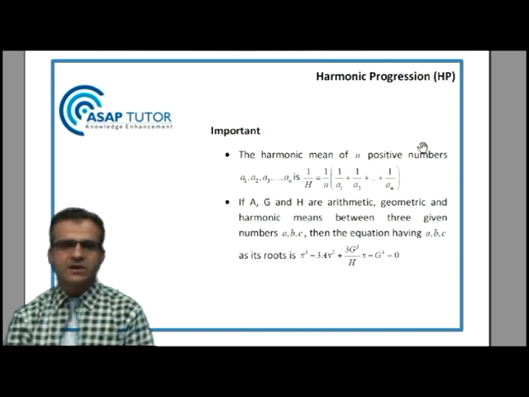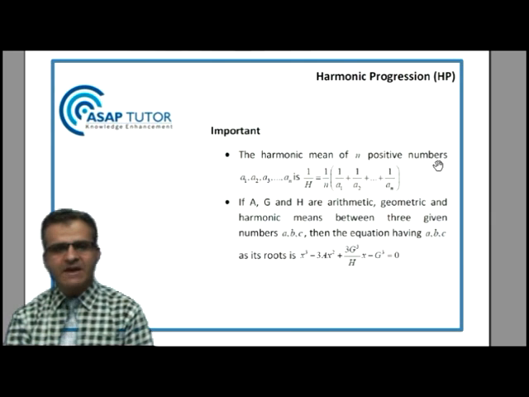Now some important points related to harmonic mean. The harmonic mean of n positive numbers a1, a2, a3 and so on up to an is given by 1 over H is equal to 1 over n multiplied with (1 over a1 plus 1 over a2 plus 1 over a3 plus so on up to 1 over an). For example, if we want to find the harmonic mean between the numbers 1, 2 and 3, the harmonic mean will be given by 1 over H is equal to 1 over 3, because 3 numbers are there, multiplied with (1 over 1 plus 1 over 2 plus 1 over 3).